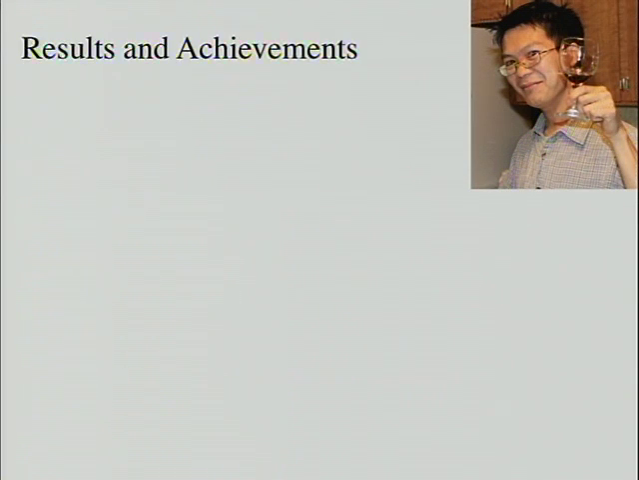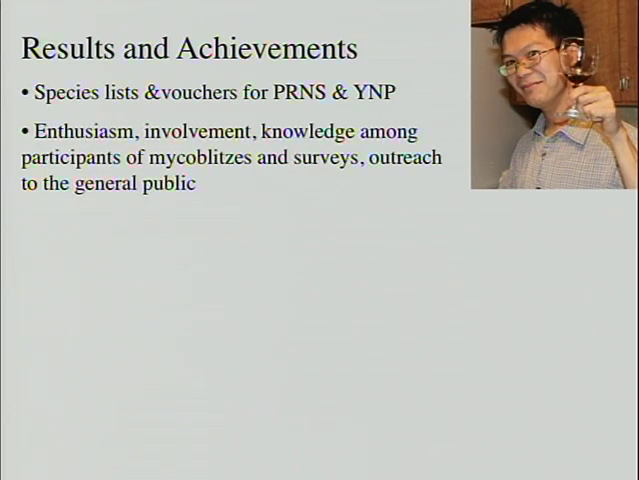So we have results and achievements. Besides those lists and vouchers, which is the practical thing, there are lots of other things we get out of that. Enthusiasm, involvement. People are still asking when we are going to do another microblitz. And this is their project, right? They contribute to knowing more about these places. I think that's very good. Outreach to the general public: one of the spin-offs is part of the website for Point Reyes, done again by David and Debbie. So that is important.